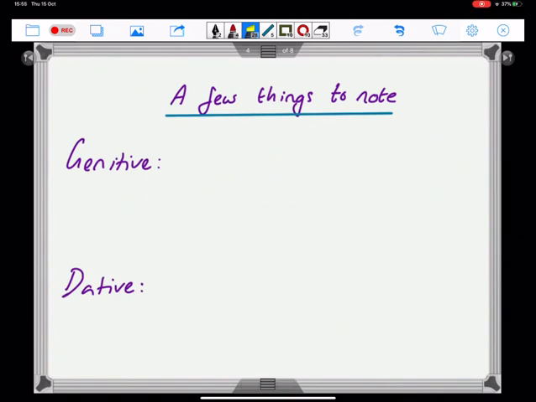There are a couple of quirks with the genitive and dative. You'll meet more as we go along. But to start off with, the genitive sometimes comes after verbs where you might expect an accusative. And the most obvious example of this is hearing. In Greek, you hear things in the accusative, but people in the genitive.